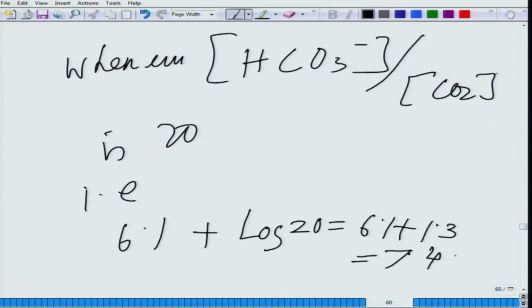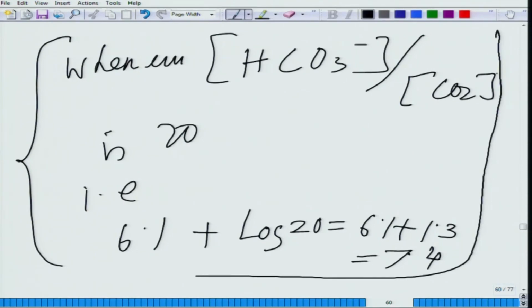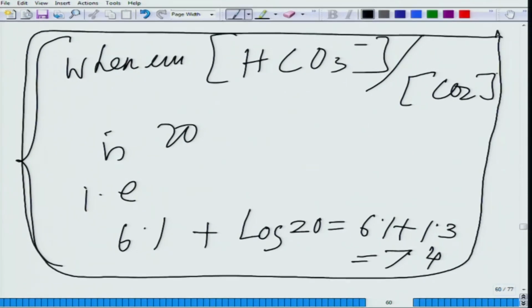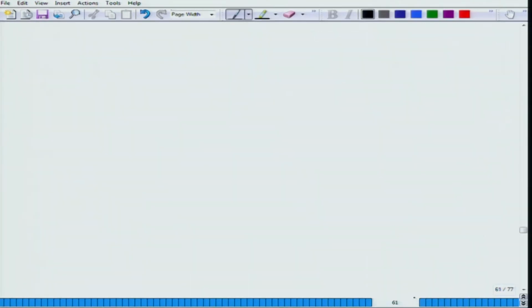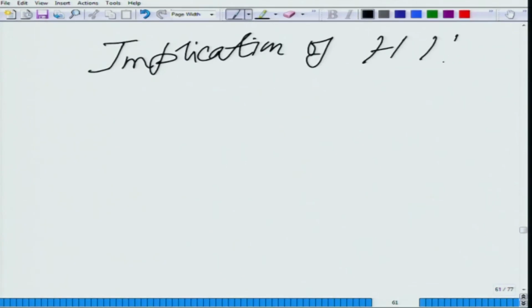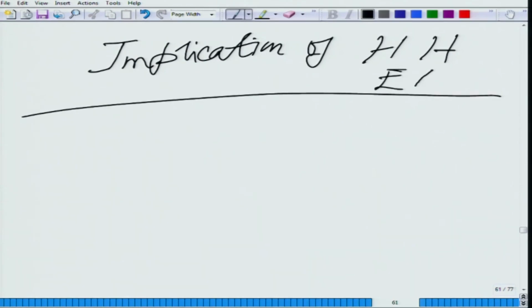So, what are the implications? If you know the Henderson-Hasselbalch equation, that pH is equal to 6.1 plus log of HCO3 upon CO2, then you can make this whole calculation without any problem. And this is exceptionally essential. And what are the implications of Henderson-Hasselbalch? So, let us talk about the implications of it. Well, I am just writing HH for the Henderson-Hasselbalch equation. Okay.